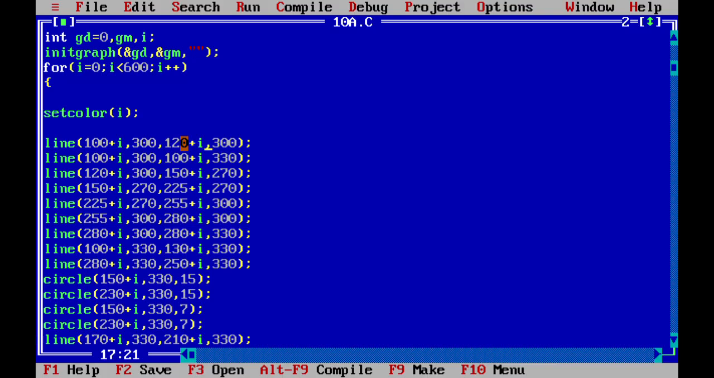Here I'm using only the I along with the X parameter. Why? The car is going to move in the X direction, from the left hand side of the screen to the right hand side of the screen. So the car is made up of several lines and circles. Therefore, I'm including this translation factor I in each and every part of the car. Okay, so let's see how this is going to happen.